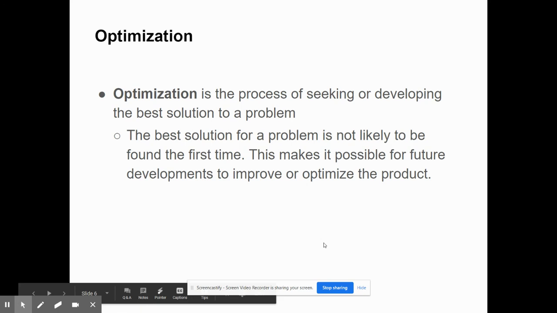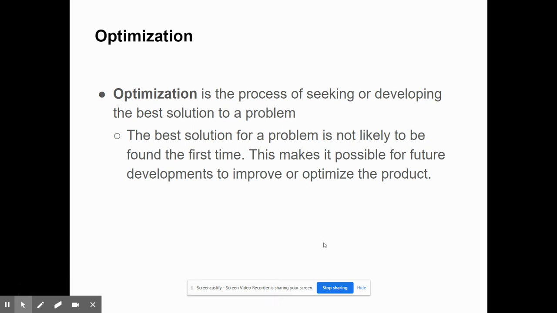Therefore, because there's a lot of negative outputs, we always have to optimize the system. Optimization is a process of seeking or developing the best solution to a problem. The best solution for a problem is not likely to be found the first time. This makes it possible for future developments to improve or optimize a product. So there's less undesirable outputs.